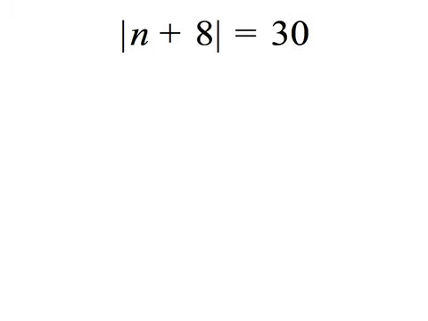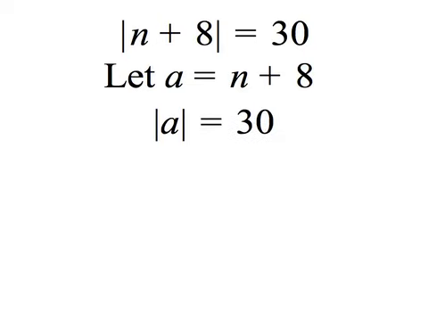Now let's look at a more complicated equation. The absolute value of a number plus 8 is equal to 30. Now you could probably figure this out in your head using a little bit of trial and error, but another way is to use substitution, or as one textbook I use called it, chunking. We say, let the expression n plus 8 be a, or we could say let a stand for n plus 8. So now we have the absolute value of a is equal to 30.